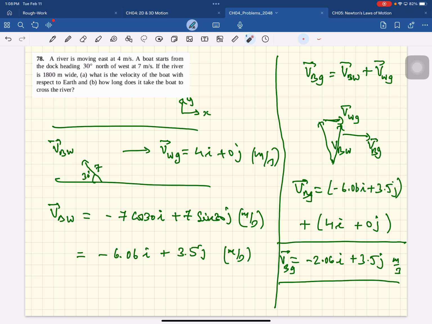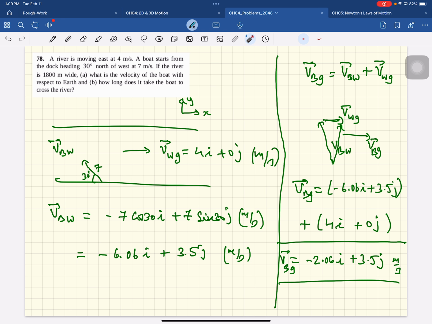Okay, so now let's look at this part B carefully. How long does it take the boat to cross the river? Okay, so the boat has a negative x component of velocity, meaning this vector is pointing that way. So it's still going in that direction. So as time goes, the boat is traveling in this direction, but this velocity is just making it go upstream. It's not making it cross the river. This component is what's making it cross the river.